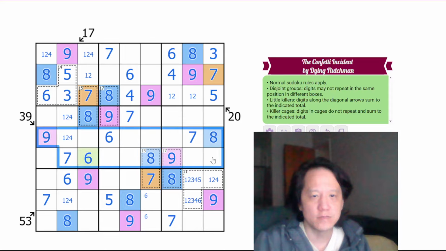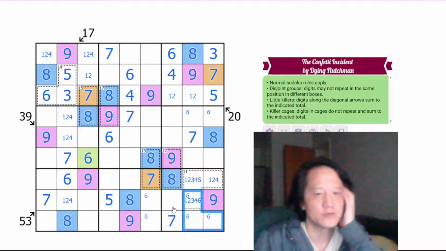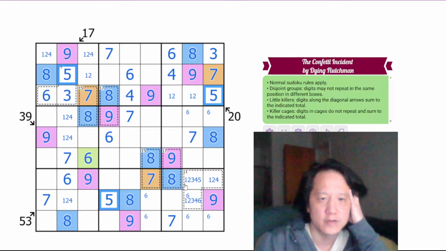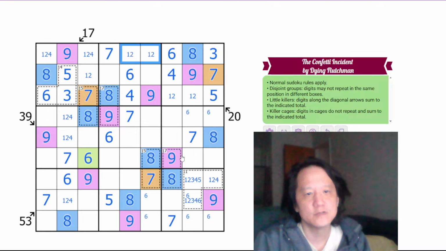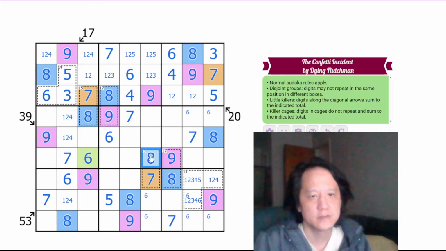6 in row 4 has to be one of those two. And then 6 has to be one of those 3. What about 5s? 5 is one of these. So this is 1, 2, 5 as possibilities. This has to be 1, 2, 3 as possibilities.